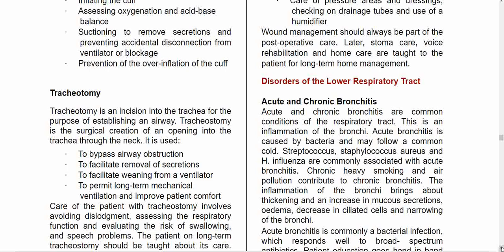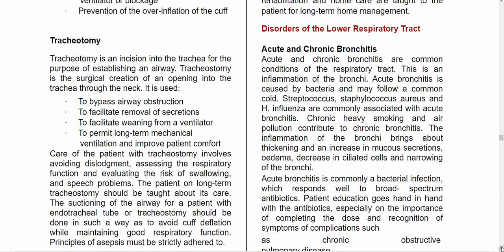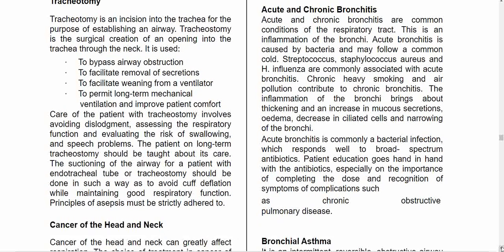The tracheostomy is the surgical creation of an opening into the trachea through the neck. It's used to bypass airway obstruction when somebody is blocked. It also helps facilitate removal of secretions. It also facilitates weaning from a ventilator, permits long-term mechanical ventilation, and improves patient comfort. Care of the patient with a tracheostomy involves avoiding dislodgement, assessing the respiratory function, and evaluating the risk of swallowing and speech problems as well.